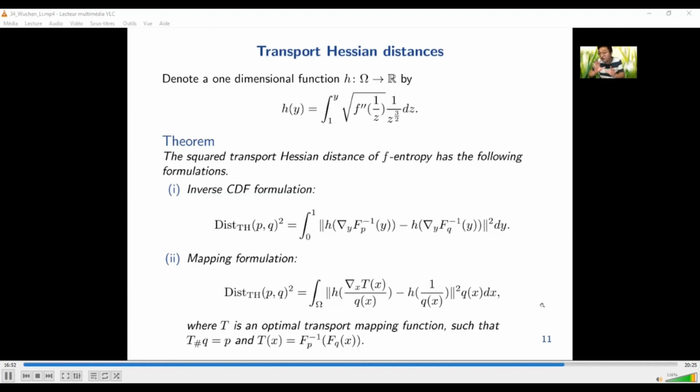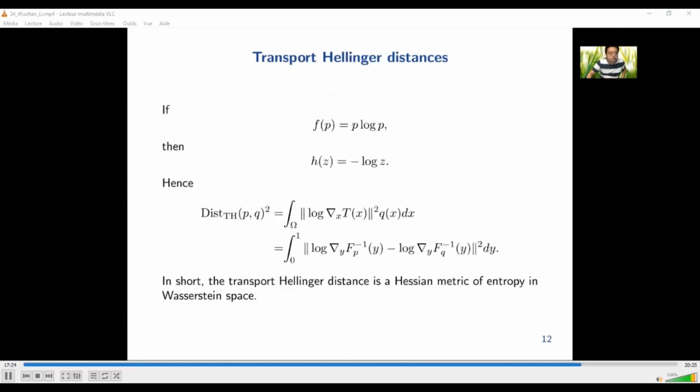So it's very close in formula to the Hellinger distance. In most cases, h can be some power function or even the log function. Formula-wise, you just treat the gradient of T by this p over q. So this measures how the gradient of T measures the ratio between p and q. That's something interesting behind this formulation.